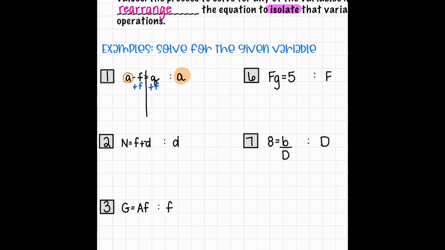And then what's going to happen is, just like if it were a number, that's going to cancel, and that's going to be Q plus F. So we have rearranged it so that my A is by itself. Now, the reason we do this is a lot of times with formulas, it's a lot easier to use a formula if you already know what you want to solve for. We will use this later on in the semester when we're doing linear functions, but for right now, we're just learning how to do the process itself.